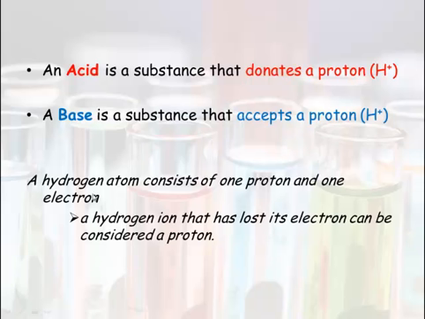Going back to the hydrogen ion for a minute, a hydrogen atom consists of one proton and one electron. Thus, a hydrogen ion that has lost its electron can be considered a proton. Remember, generally there are no neutrons involved in a hydrogen.